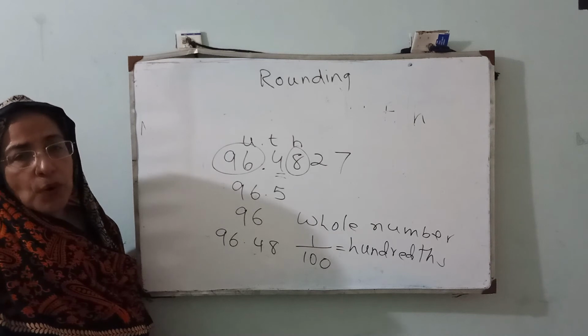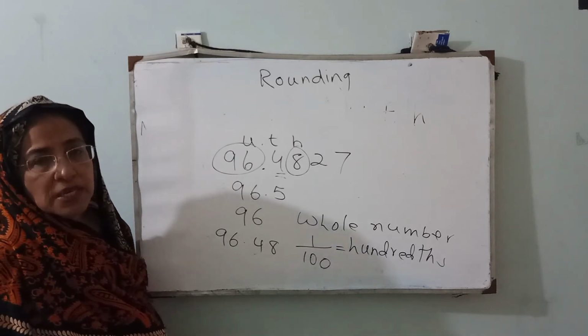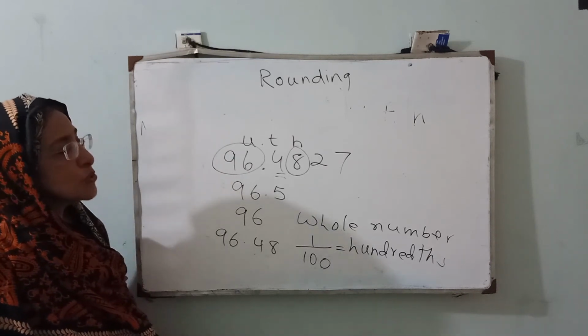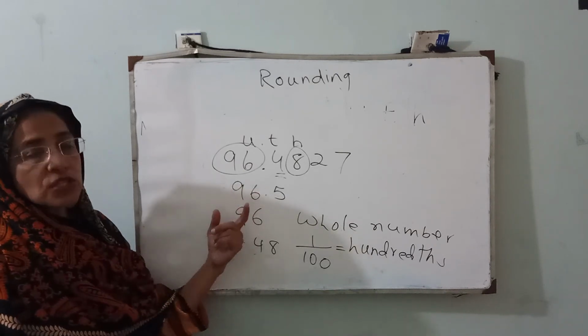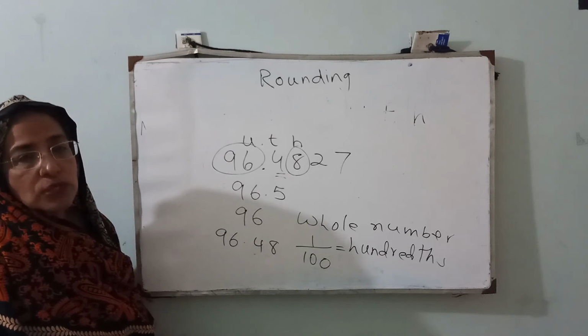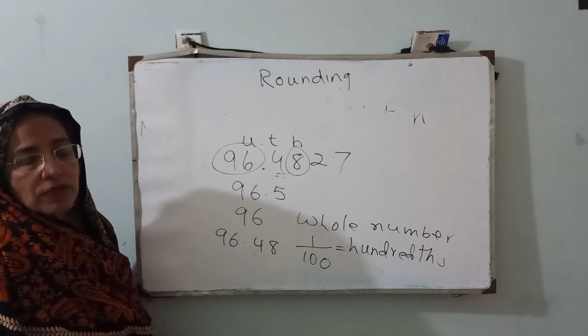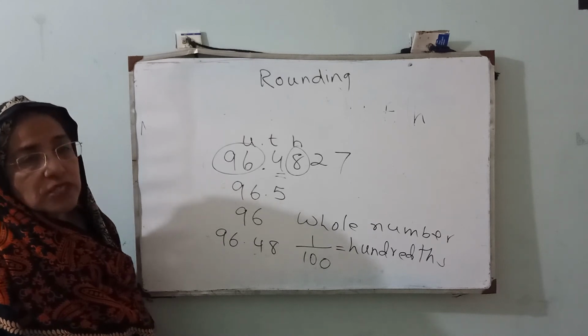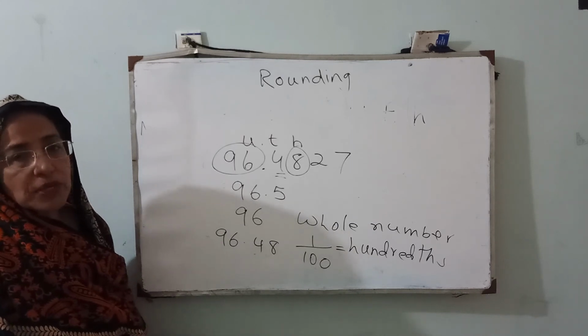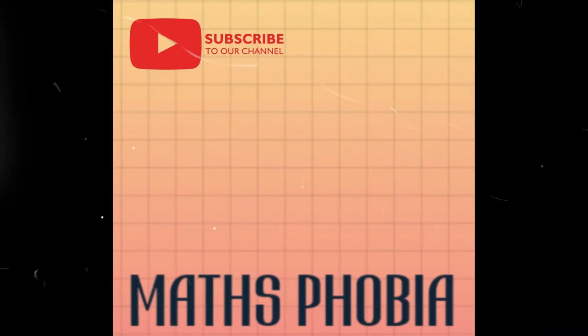I hope this topic of rounding is clear to you. The most important thing is that you should know the place value table, and when you know the place value table, you know which number you have to round. And the rule is simple: whenever the number is 5 or more than 5, add 1 to the previous number and you are going to get the answer.